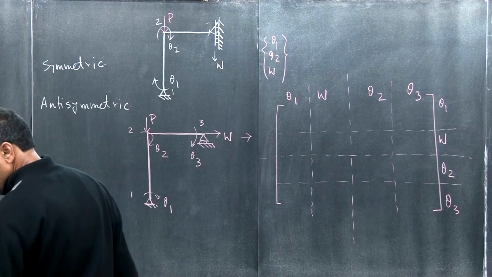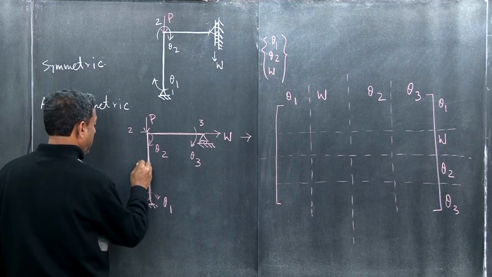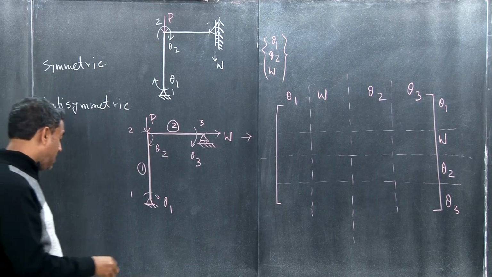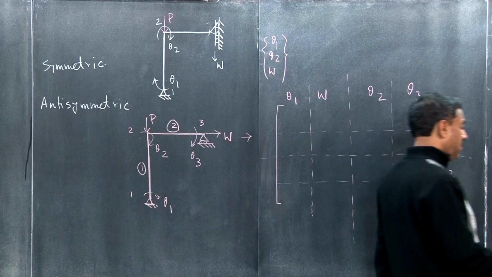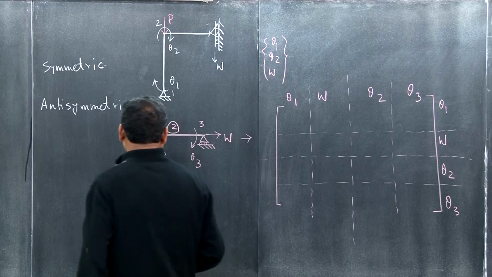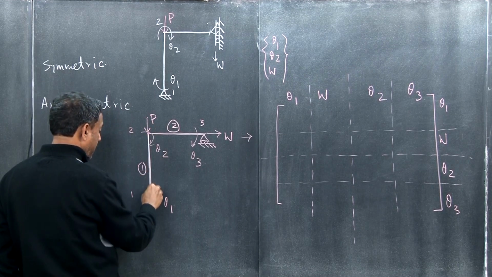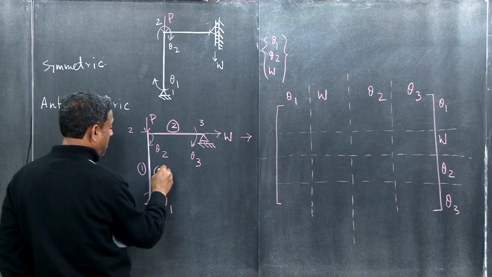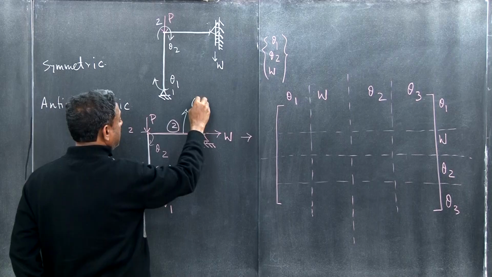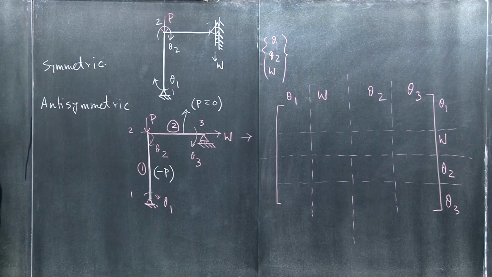Now let us do the assembly. This is element 1, this is element 2, that is the way we are numbering. Member 1 is subjected to a compression load of P. Here P is 0, there is no compression load, so only this member is subjected to compression.